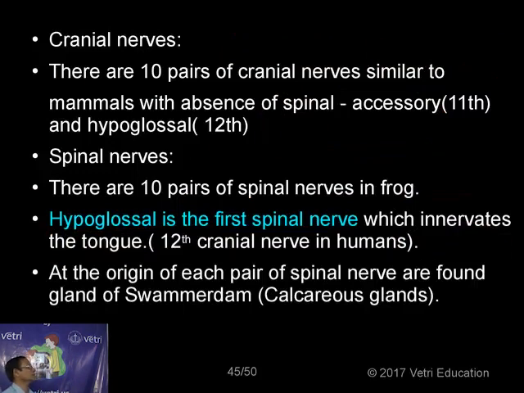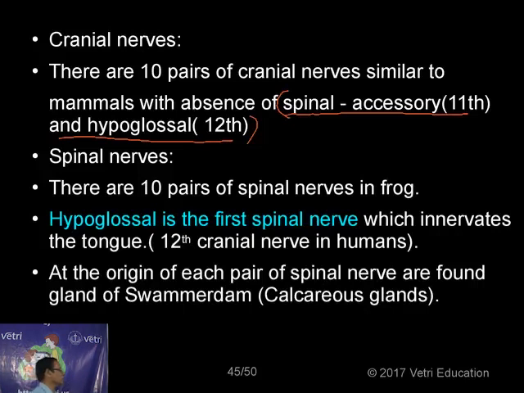Now, cranial nerves, I mentioned there are 10 pairs of cranial nerves, unlike mammals. The spinal accessory, which is the 11th cranial nerve, and the 12th cranial nerve, hypoglossal, are absent in the case of frog.